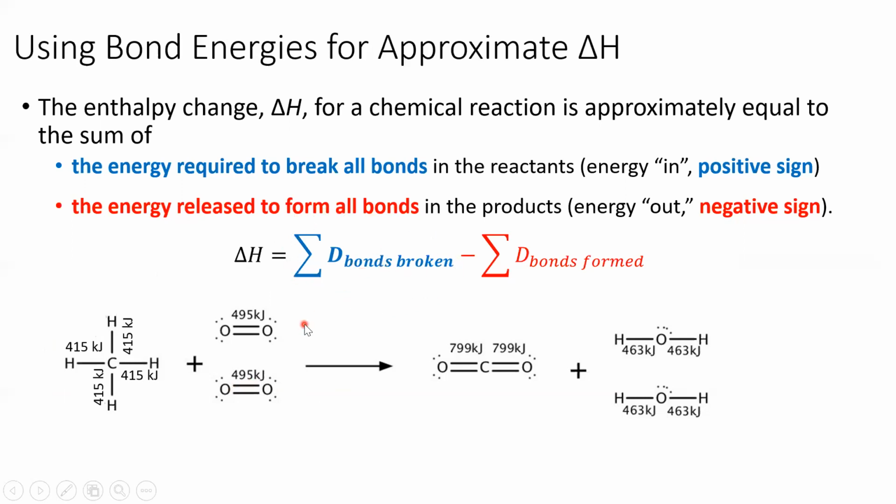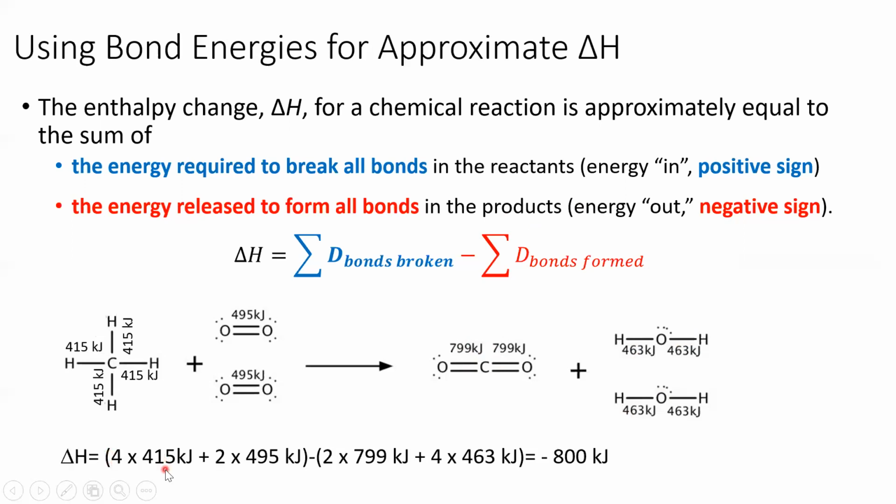So now the atoms are going to rearrange themselves. We're going to form carbon dioxide. And in order to do that, we would have to make 2 carbon oxygen double bonds, one here and one here. And we would have to make 1, 2, 3, 4 oxygen hydrogen bonds. And each of those would release 463 kilojoules of energy. And that's where the sum of the bond energies on the product side comes from.